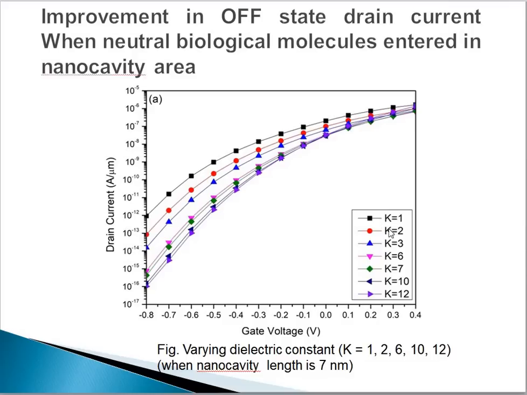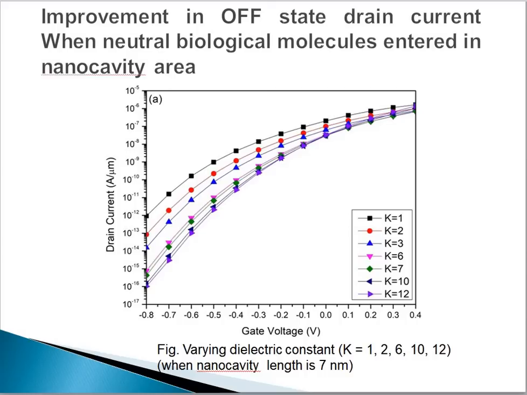Again, K equal to 1 represents that air is present in the cavity region. The figure shows the drain current characteristics with respect to gate voltage when the cavity length is 7 nanometer. It is important to note that the device shows a sufficient change in the off-state current of the drain characteristics at the point at which the relative permittivity of the cavity region increases from K equal to 1 to K equal to 12. The threshold voltage starts reducing, which results in a fall of the off-state current.